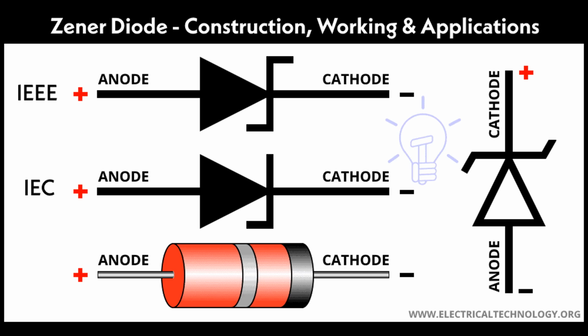3. Waveform clipping. Signal processing. Zener diodes are used to clip the peaks of AC waveforms, limiting the voltage to a specific range. This is useful in audio processing and communication systems to prevent signal distortion. Dual clipping. Using two Zener diodes back-to-back in opposite polarity can clip both the positive and negative peaks of a waveform.